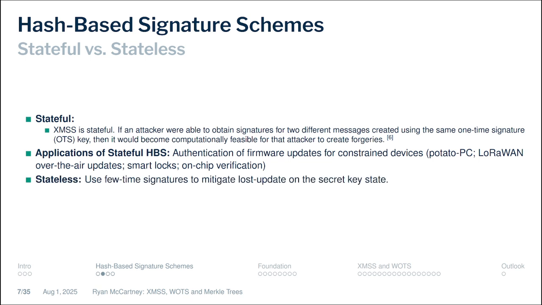The stateless schemes build upon these stateful schemes. The one I will present in the outlook today will take XMSS and make it possible to use these one-time signatures actually a few times. So we widen that definition to few-time signatures, as long as the attacker can't influence which particular one-time signature we will use twice or thrice. Thus they mitigate the lost update problem.